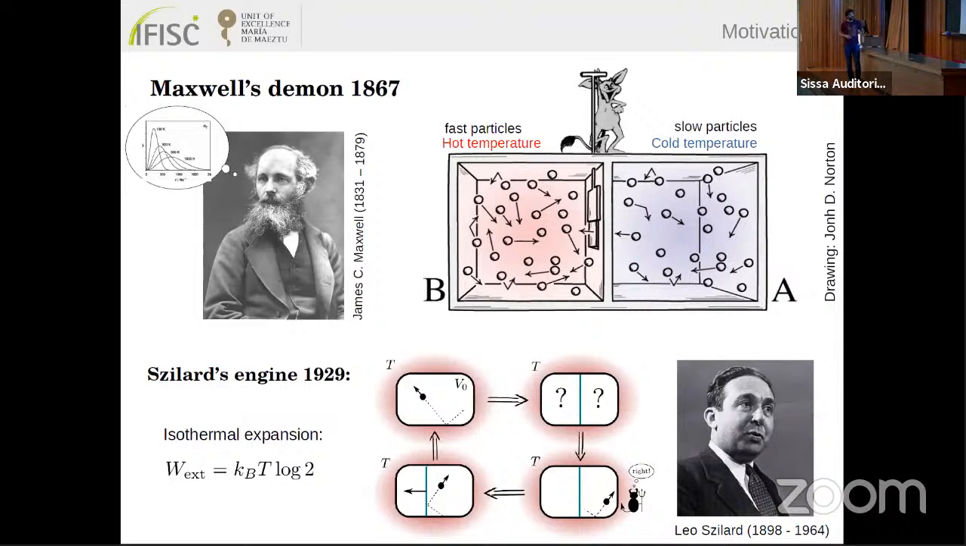In the first step, a wall is introduced in the middle. Then in the next step, a measurement is performed to see whether the particle is on the left or on the right, which is done by this small intelligent being or demon. And then an isothermal reversible expansion is implemented in the last step towards the opposite side. So in this cycle, a small amount of work, equal to kT log 2, is obtained from the heat coming from the external reservoir, again in contradiction with the second law of thermodynamics.